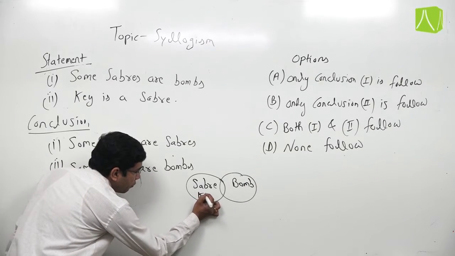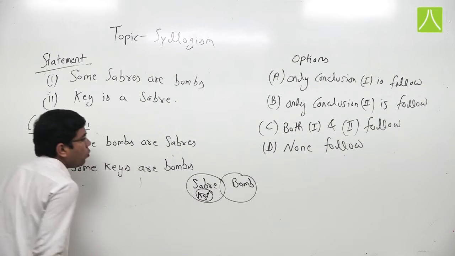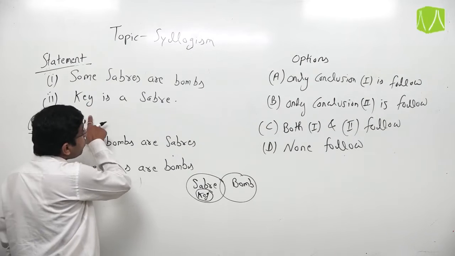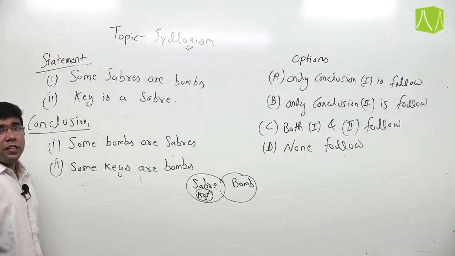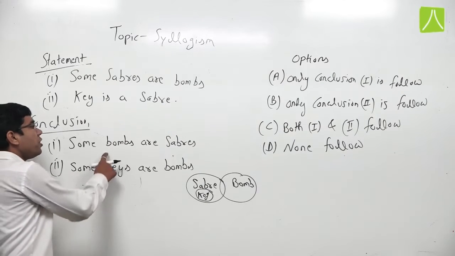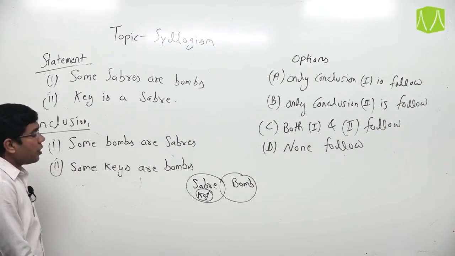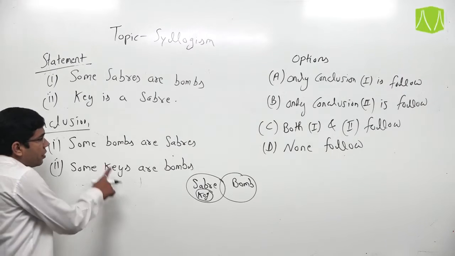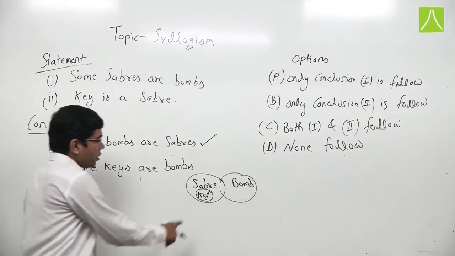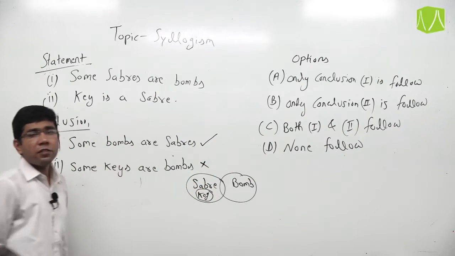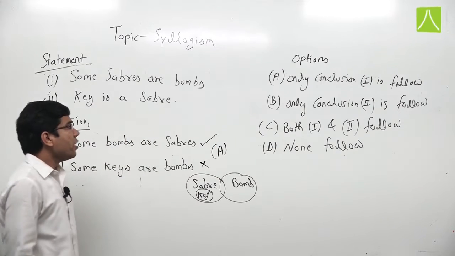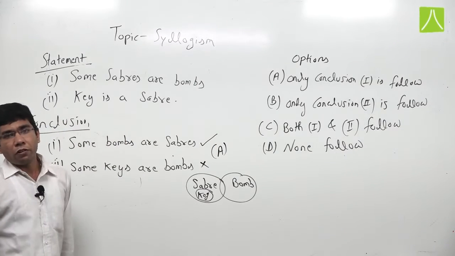So friends, we can connect key only in the circle of the saber, because in the statements there is no relation between key and bomb. So we cannot draw a relation between key and bomb in the diagram also. Now both conclusions are positive, so we can conclude this only by the basic diagram. Some bombs are sabers is correct. Some keys are bombs: keys and bombs are not connected, so the second conclusion is wrong. So for this question our answer should be option A, conclusion 1 follows.